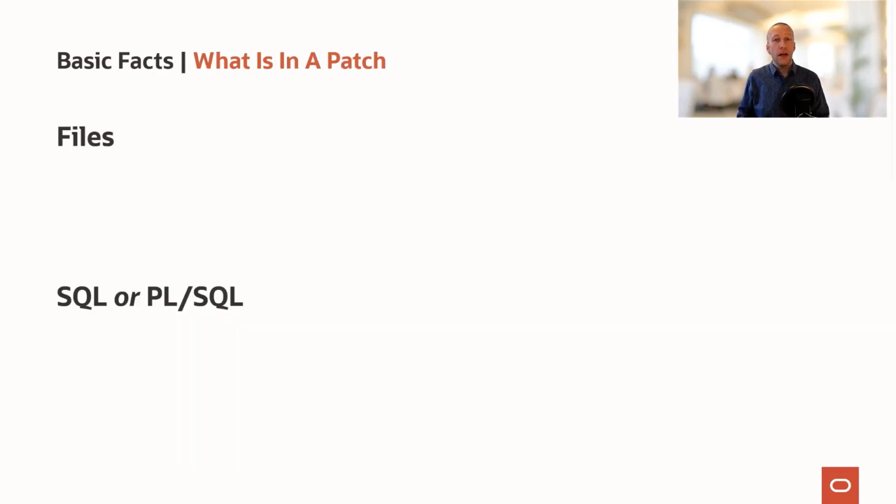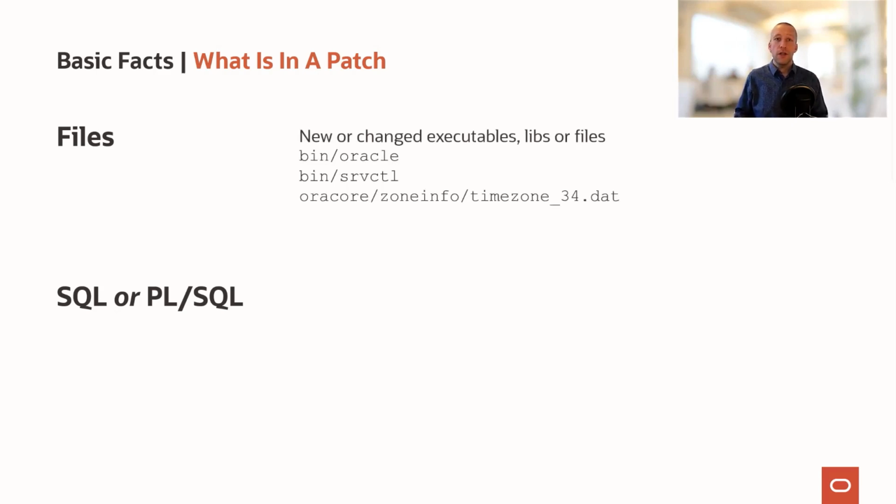Release update revisions are very good examples of bundle patches. Now let's have a look at what's actually in a patch. Roughly speaking, there can be two kinds of things: files and SQL or PL/SQL. Files could be, for instance, new or changed executables. If there was an error in the SRVCTL utility, we would ship out a new executable with a patch. It could also be libraries, or it could be the files that are used for time zone information. The files are changes to your actual Oracle home, to the files that are stored in the operating system.